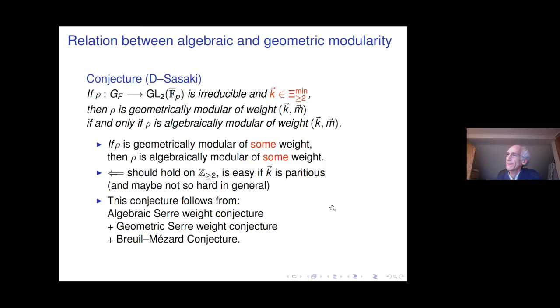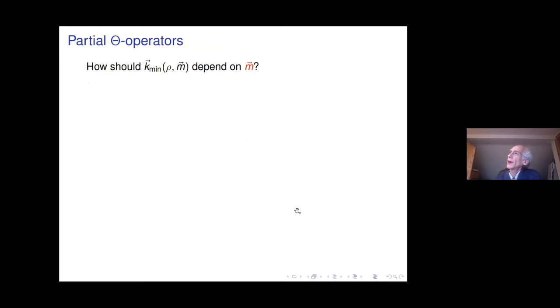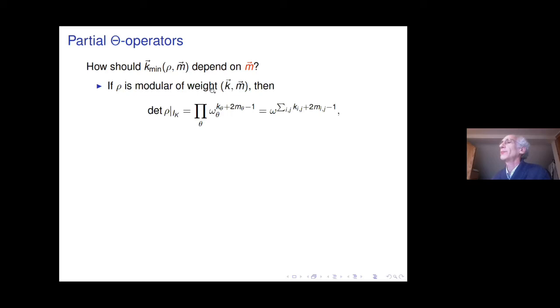Okay, so let me come back to this parameter m. What's going on with this m? How does the minimal weight depend on m? So a few easy observations first. One is that the determinant of the associated Galois representation is determined by a central character.